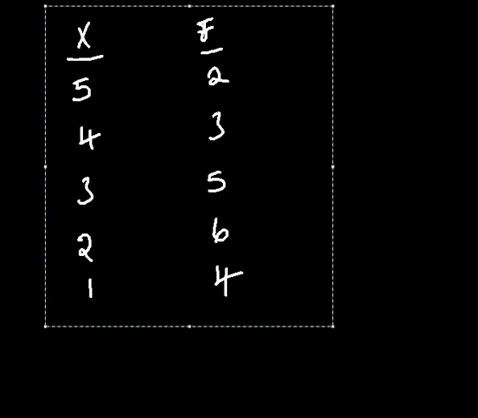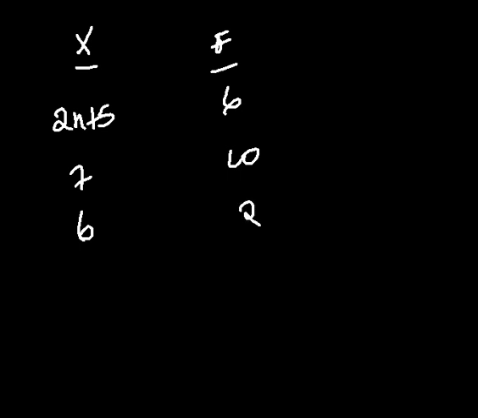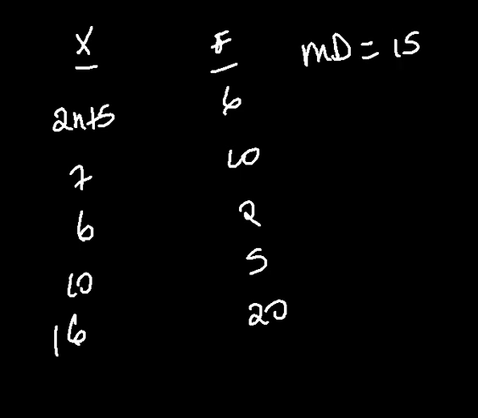And let's say we also have data values and frequencies. We have 2n plus 5, the frequency is 6. We have 7, the frequency is 10. We have 6, the frequency is 2. We have 10, the frequency is 5. And we have 16, the frequency is 20. Given that the mean deviation of the data is 15, what do you think is the value of n? So try to solve such a case.